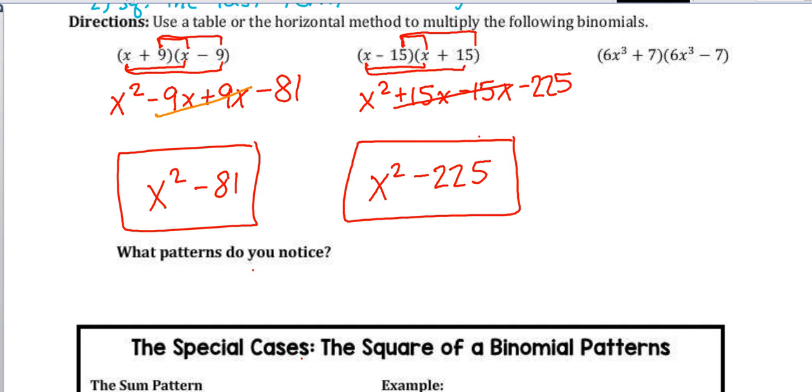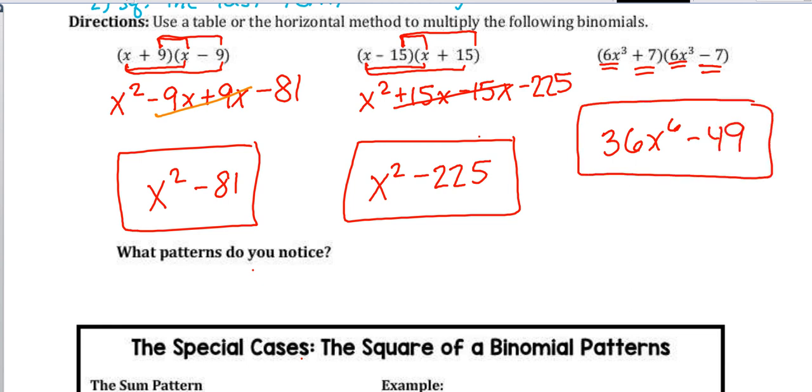And I bet you can guess what's going to happen on the next one. I have 6x cubed and 6x cubed. That's 36x to the 6th. I have positive 7 and negative 7, so it's minus 49. I didn't have to show all my work because I figured it was probably going to follow the same pattern. And I hope the pattern we figured out, actually, I don't want to tell you yet. Again, pause the video, think about the pattern, and when you come back, we'll talk about it.